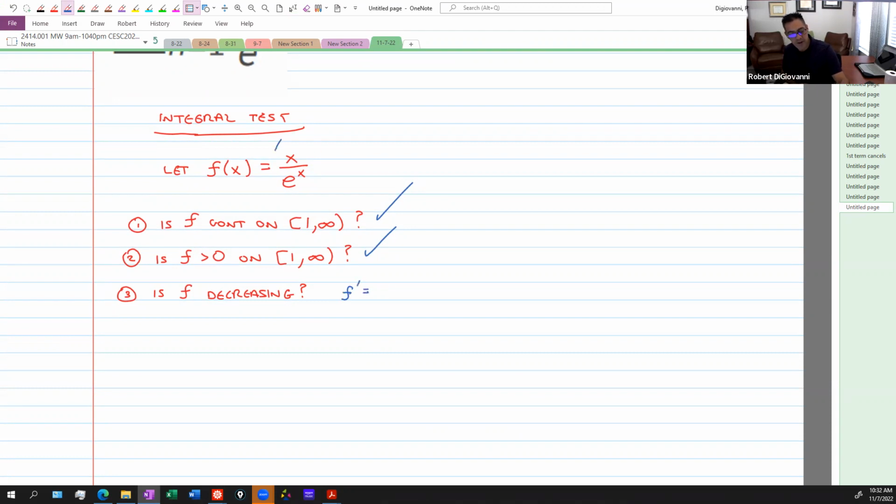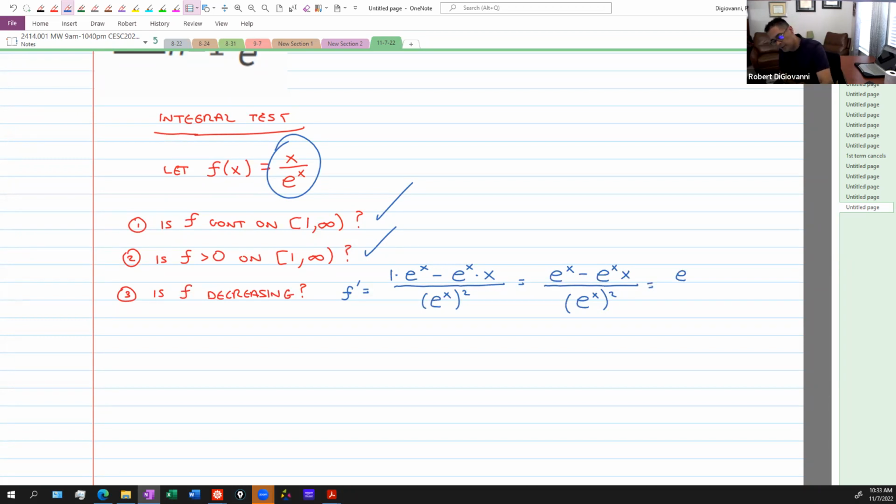Let's take the derivative. If I take the derivative of that function, I'm going to have to use quotient rule. So derivative of the top is 1 times the bottom minus derivative of the bottom times the top, all over the bottom squared. And that turns out to be e to the x minus e to the x times x, over e to the x, but that's squared. And then on the top, I can factor out an e to the x. And I can cancel things out here, but I just want to point out this right here is a positive number. This down here is a positive number. But this right here, once x gets bigger than 1, right? Which remember, we're going from 1 to infinity, right? So once x gets bigger than 1, that's going to be a negative number. So your derivative is always going to be negative. So you are decreasing.